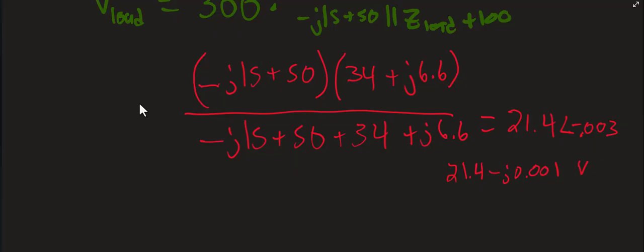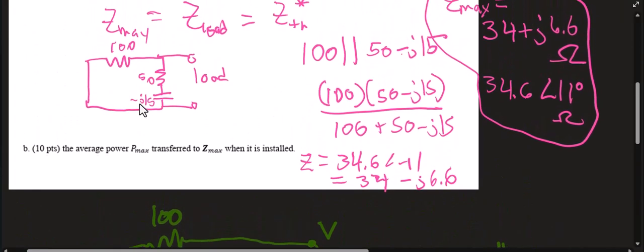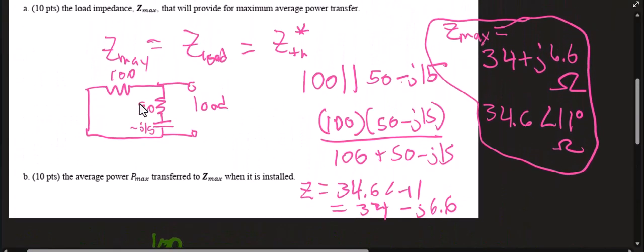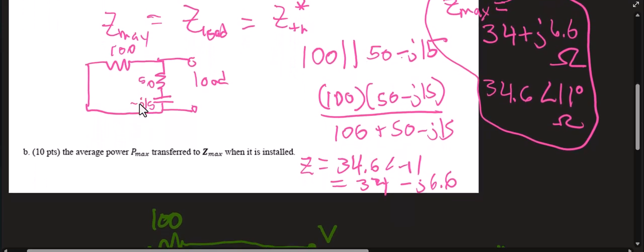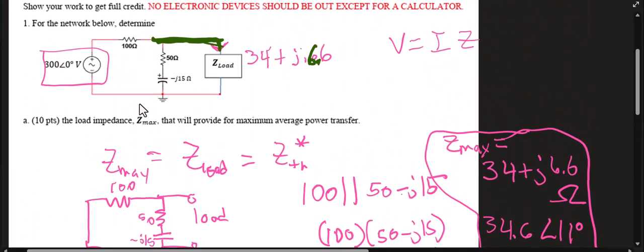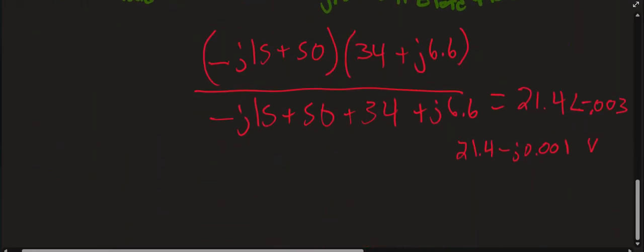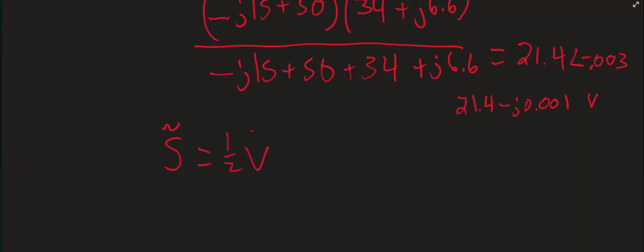And this would be volts. Okay, so I'm just going to ignore that imaginary part when I do my next calculation. My next calculation was to find the voltage, and I'm supposed to find the maximum power. So I want the complex power, which equals 1/2 times the complex voltage times the conjugate of the current.